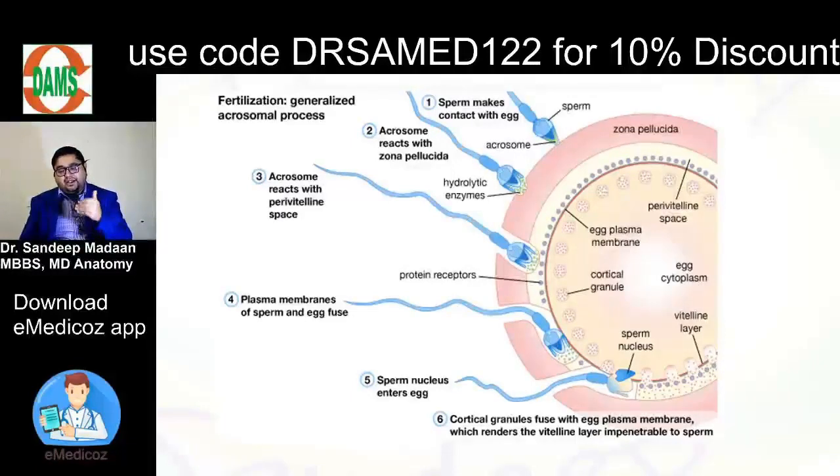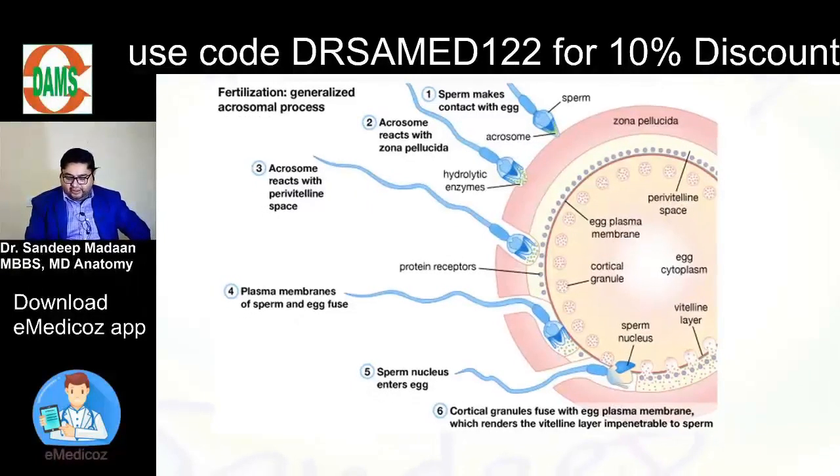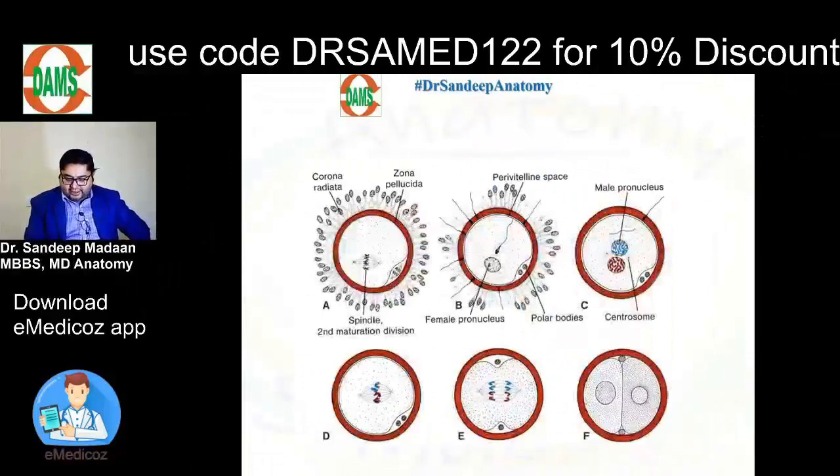And what is the order of the reaction? First was the corona radiata, then acrosomal reaction, then cortical reaction, and then zona reaction. Is that okay? Yes. Now based on these facts, you see there is fertilization, right? This is how it is happening.